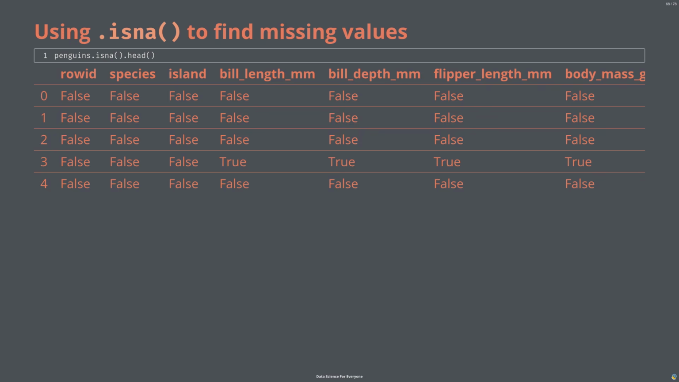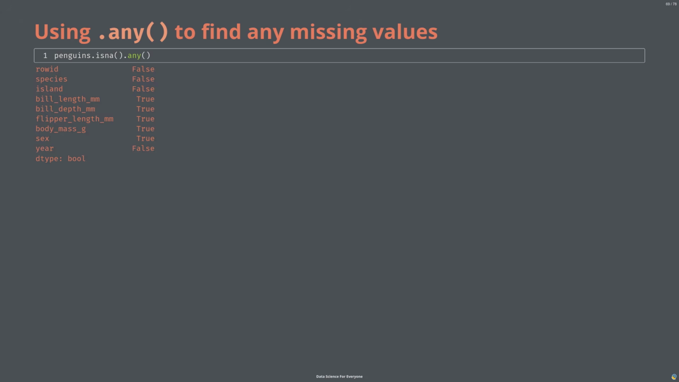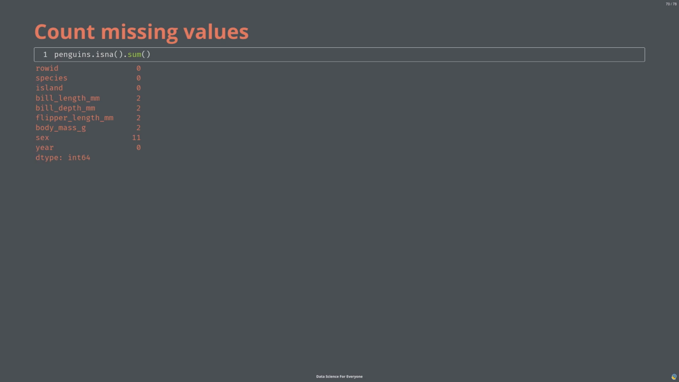But when you are working with a large dataset, this raw output can be overwhelming. When we use the isna method followed by the any method, it checks each column and returns a single result per column. The output tells us which column contains any missing values. In this case, we can see that bill length, bill depth, flipper length, body mass, and sex contain missing values. Because adding Boolean values counts how many are true, we can use the sum method along with the isna method to find out how many missing values there are in each column.